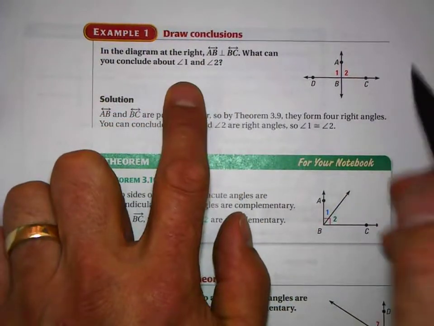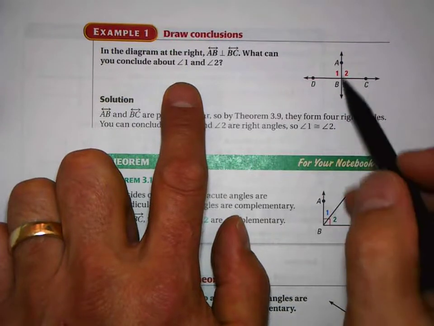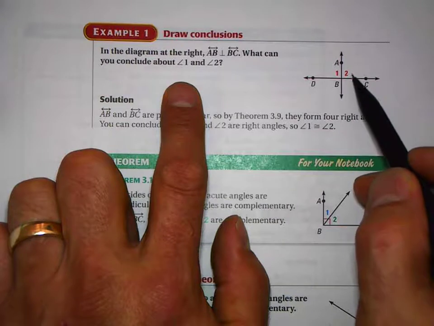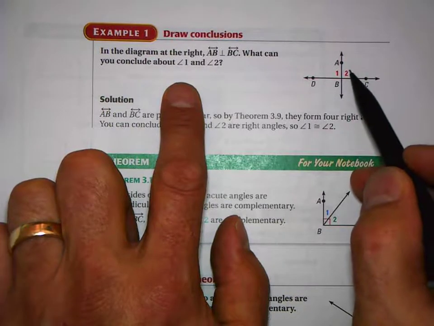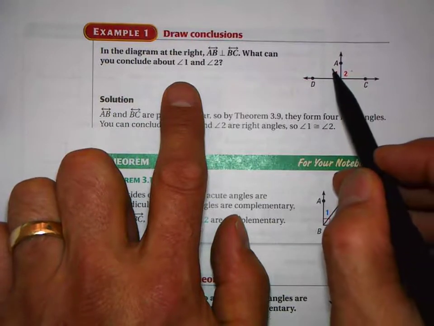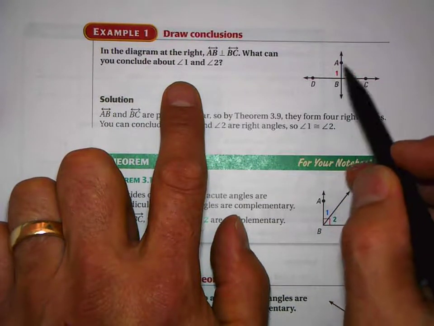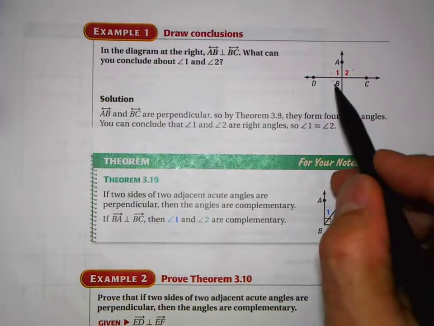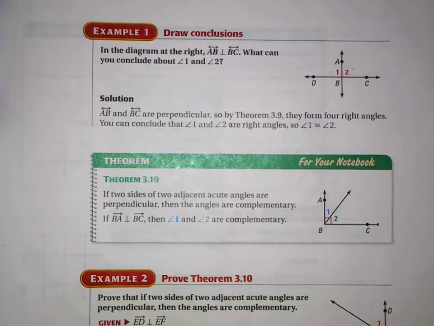So what can you conclude about angles 1 and 2? Well, because they are perpendicular to each other, it means that they intersect at 90-degree angles. So this is a right angle here, and if 2 is a right angle, then 1's also going to be a right angle, and therefore 1 and 2 are going to be supplementary to each other. And of course, these angles down here would also be right angles. All 4 of them would be right angles.